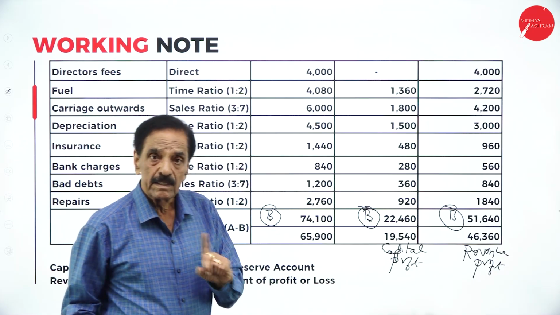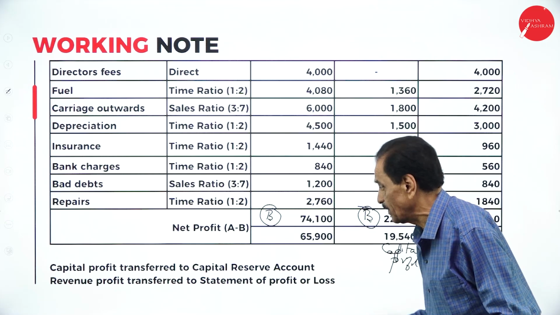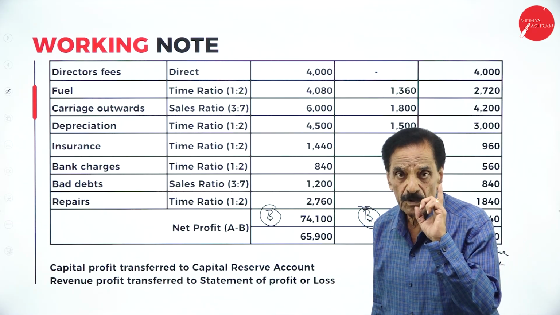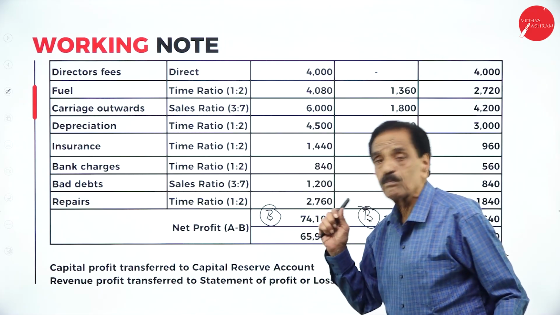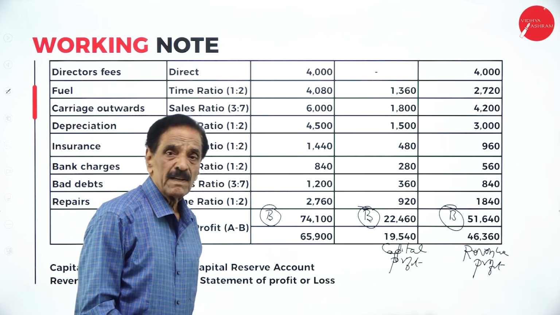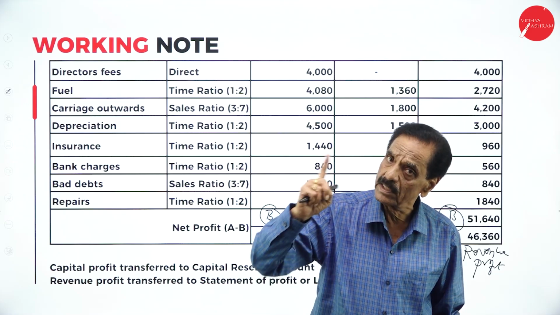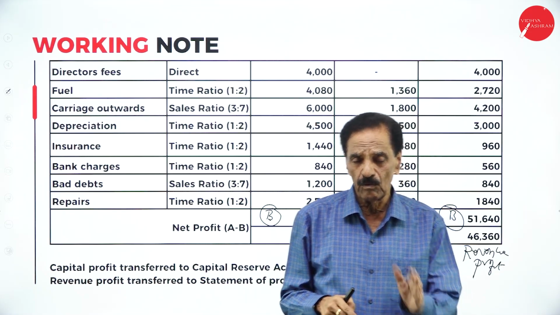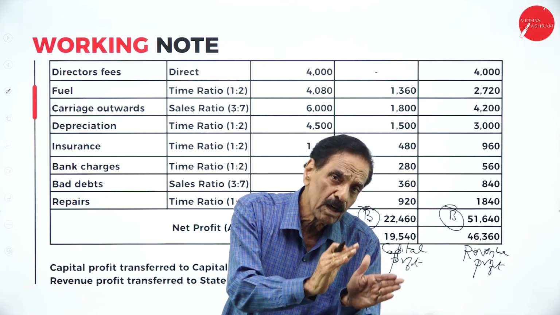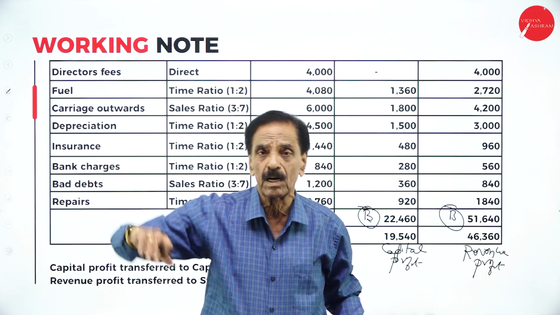Capital profit can be transferred to capital reserve, whereas the revenue profit is transferred to profit and loss account. Capital profit cannot be utilized for distribution of dividend, whereas the revenue profit can be utilized for distribution of dividend. Just which two ratios are required? One is the time ratio, one is the sales ratio. How is it the time ratio? From the beginning date to incorporation is one part, from incorporation to year ending is the other. So one is pre-incorporation, one is post-incorporation.